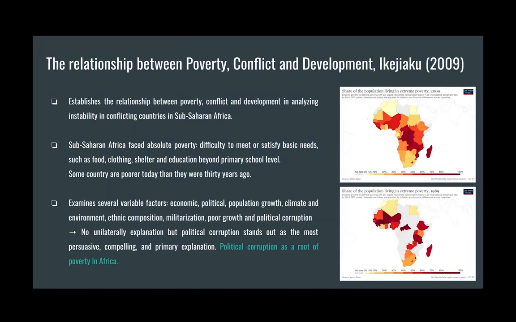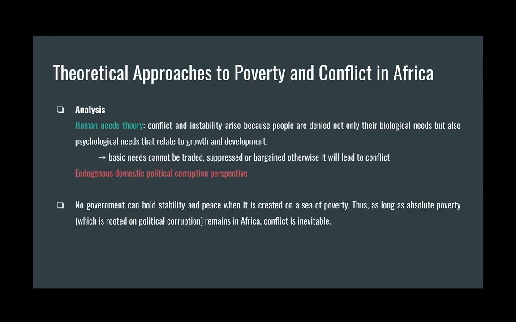To explain why some countries are even poorer today than they were 30 years ago, the author examines several factors such as economic, political, population growth, and so forth, and claims that even if there is no unilateral explanation, political corruption stands out as the most persuasive, compelling, and primary explanation.